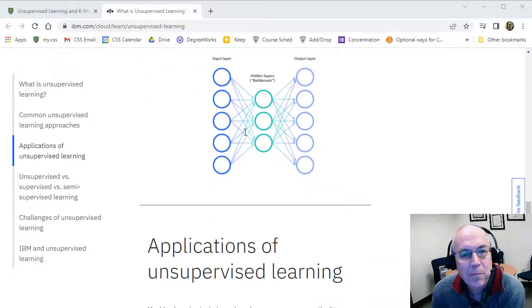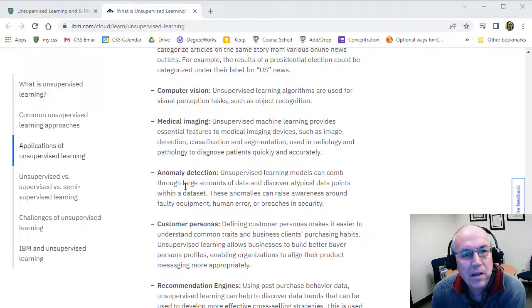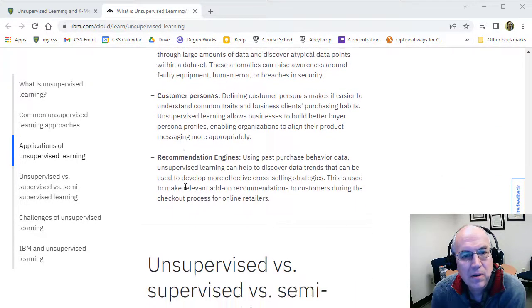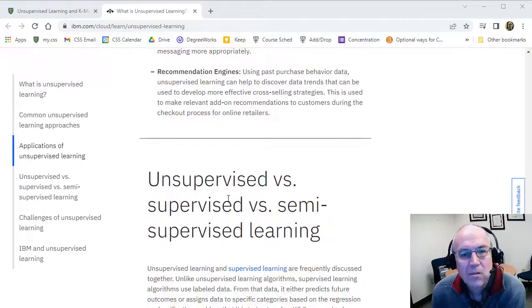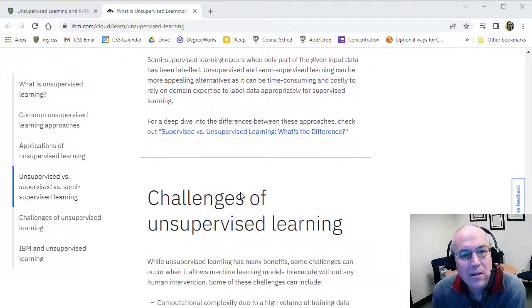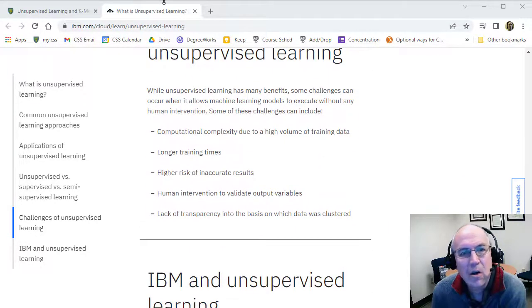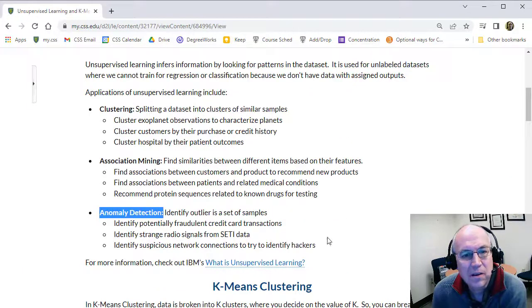So this does go over some nice applications of machine learning. There are a number of different ways. There's also this whole area now called semi-supervised learning, where you know a little bit, but you may not know exact categories. We're not going to go into that, but it's something we can look at. So this is just a good overview of unsupervised learning. Next we're going to look at k-means clustering in the next video.